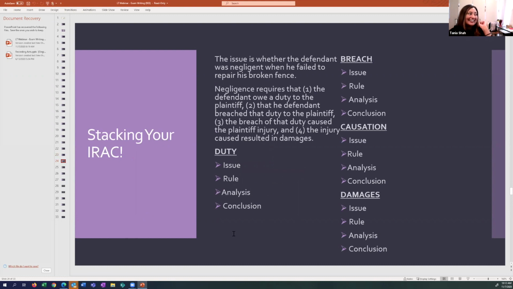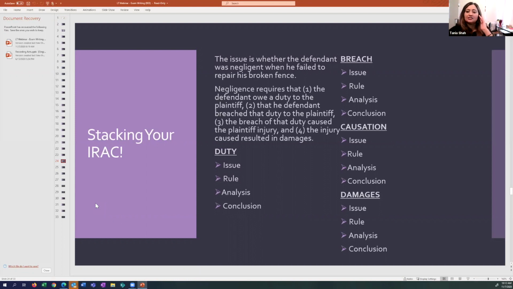Stacking your IRACs is not the same as stacking the courts, but close. So here, when we're stacking our IRAC, the issue is whether the defendant was negligent when he failed to repair his broken fence. All right, and I can't even tell you how important this is. Stacking your IRAC is like this umbrella and the mini IRACs.